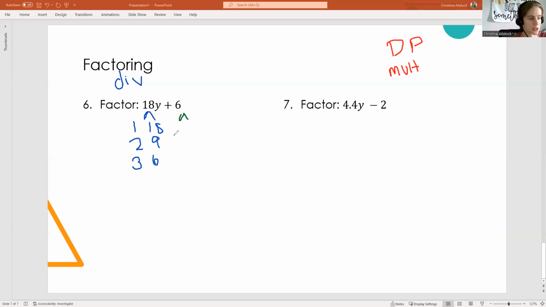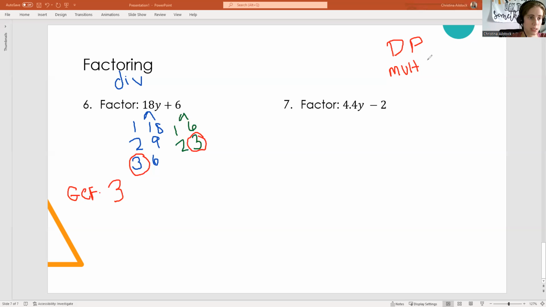Now for my factors of 6: 1 times 6, 2 times 3, and that's it. So what would be our GCF? What do they have in common? The greatest one they have in common is 3. Now that we've identified our GCF, we can divide that out. That is how we factor.